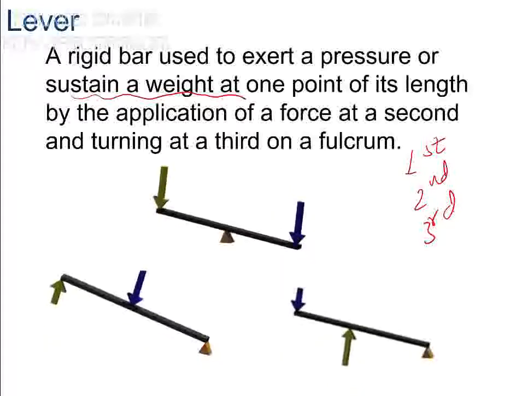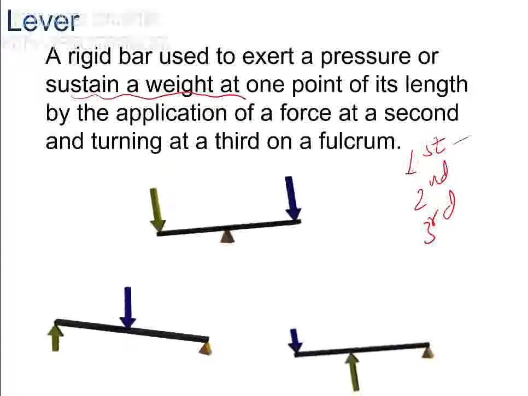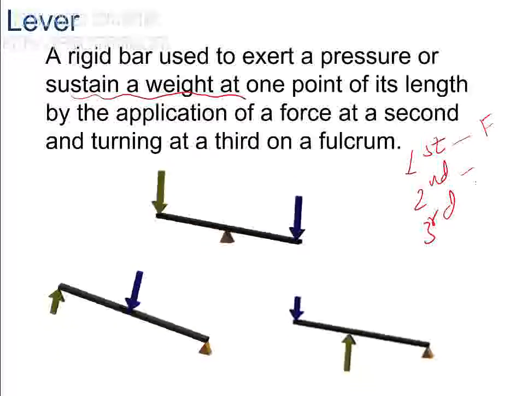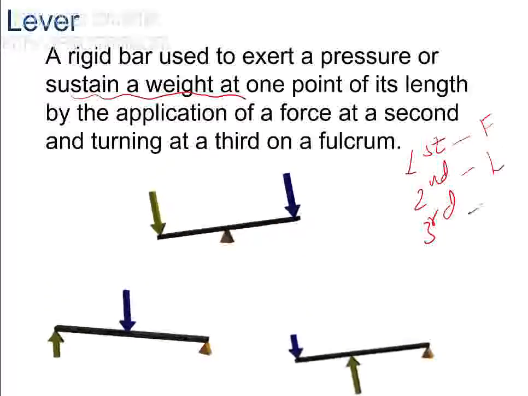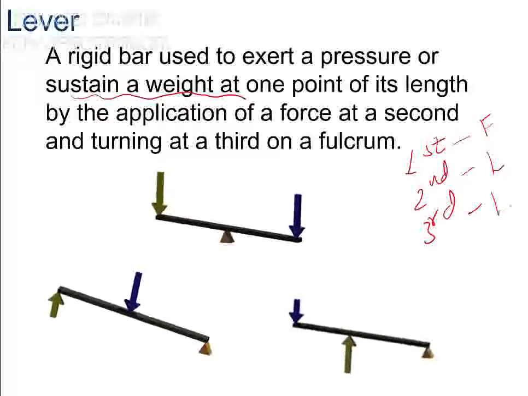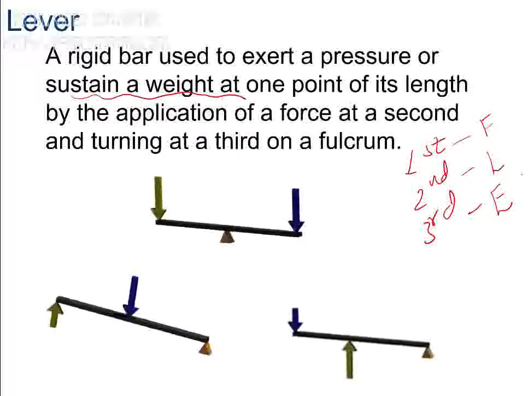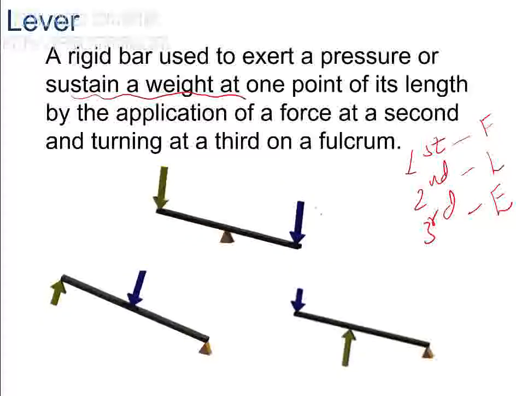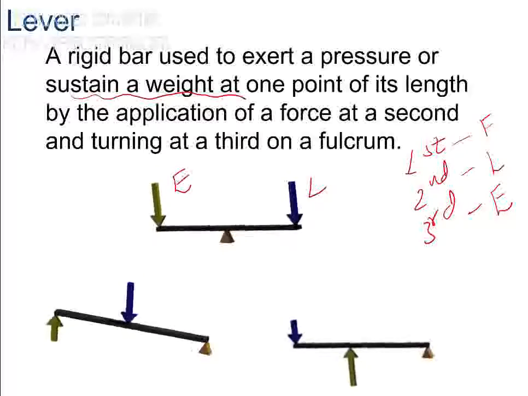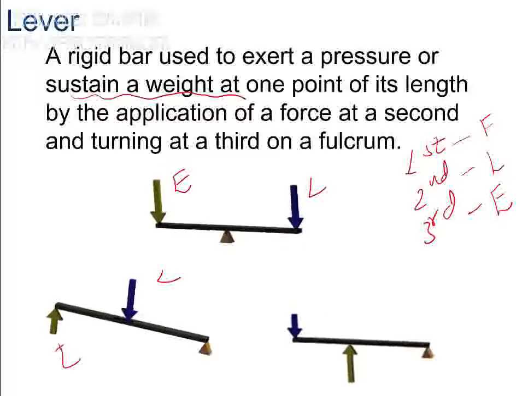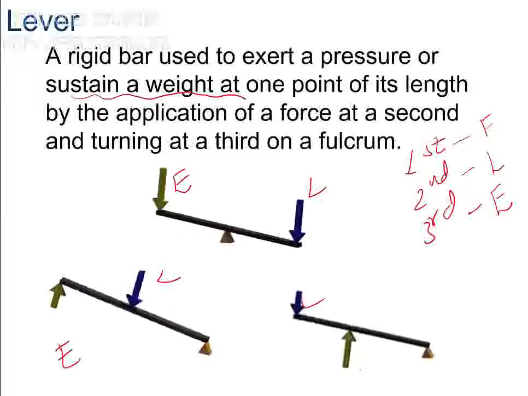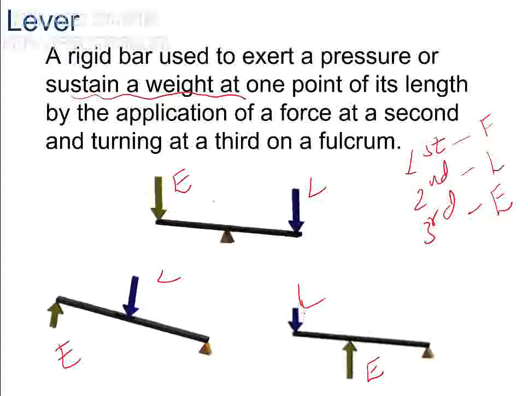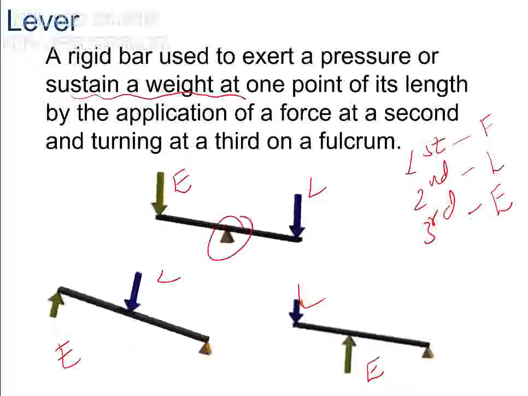Therefore, first, let us see the first class. In the first class, the fulcrum is at the middle. In the second class, the load is at the middle, and the effort at the middle is the third class lever. And this one is the load, and this one is what? The effort. Therefore, as you see, between the effort and the load there is what? A fulcrum.